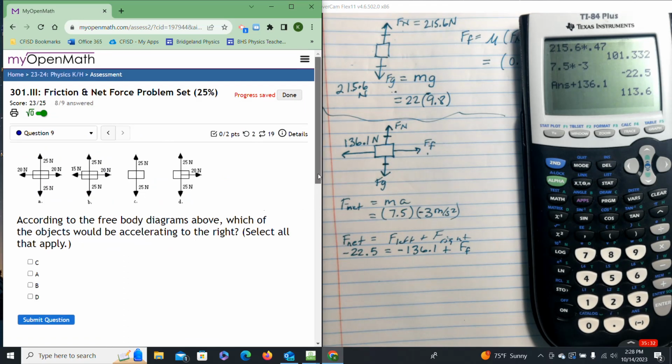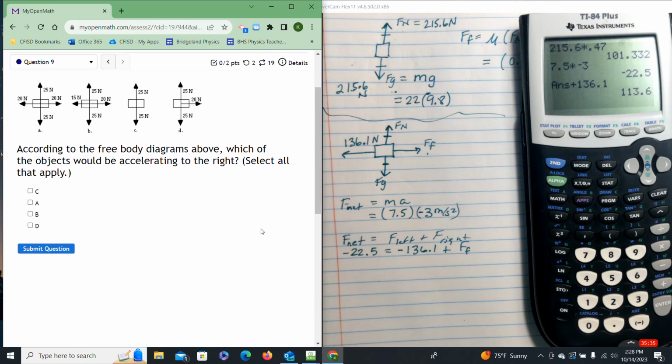All right, this is number 9 on 301.3, and it says, according to the free body diagrams above, which of the objects would be accelerating to the right? Select all that apply. So we've looked at these diagrams before. Looking at these diagrams, I do not know the direction of the velocity of the object. I don't know if the object is moving up, down, left, or right. I do, however, know which way it's accelerating, because the acceleration will always be in the same direction as the net force. And so I need to determine which diagrams show net force to the right, because if it has a rightward net force, it will have a rightward acceleration.